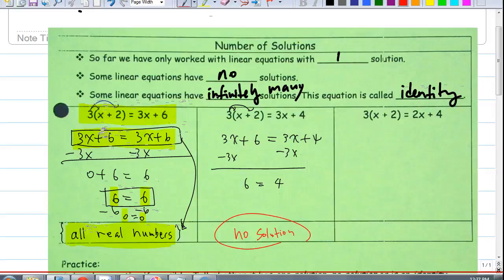Say it a little bit louder. Yeah, it's impossible. No matter what you plug in for x, it's always going to be wrong. You know what I mean? There's no way you're going to make the left side equal to the right side. Does that make sense?